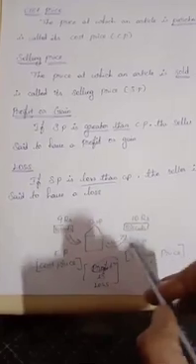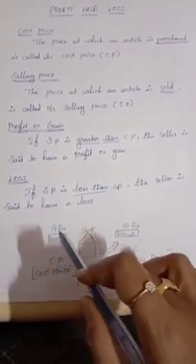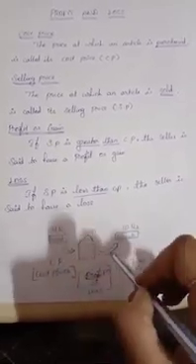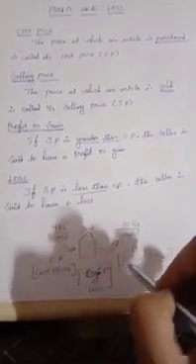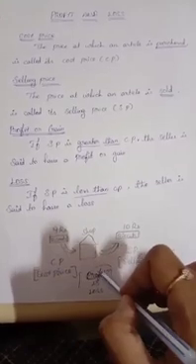For example, a shopkeeper purchased a biscuit for 9 rupees and sold it for 10 rupees. The purchase price is called cost price, and the sold price is called selling price. If selling price is greater than cost price, we get profit. Otherwise, if selling price is less than cost price, we get loss.